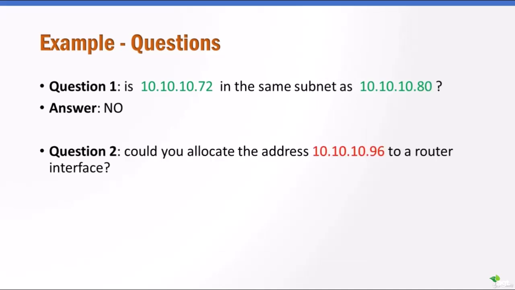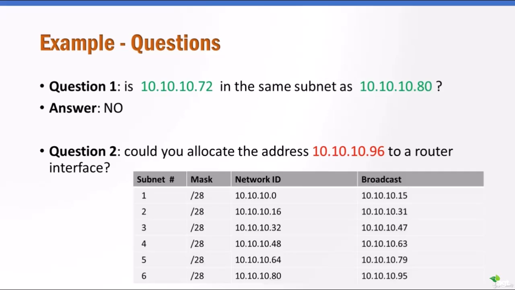Next question. Could you allocate the address 10.10.10.96 to a router interface? A router interface is just like any other endpoint device within a network. So you can't give it a network ID or a broadcast IP address. You can allocate any other IP address within the subnet, but the network ID and broadcast IP address.